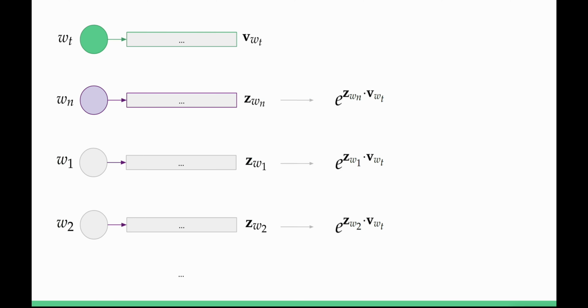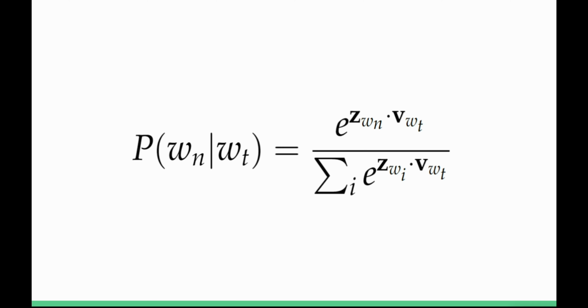We're not quite done yet. Right now, we've come up with a compatibility between the current word T and its actual neighbor N. But there's also the compatibility between the current word T and any other word, such as the first word in the vocabulary or the second word in the vocabulary, and so on. How do we know that the actual neighbor is more compatible? So finally, to account for competing possibilities, we will divide by the sum over all possible words.